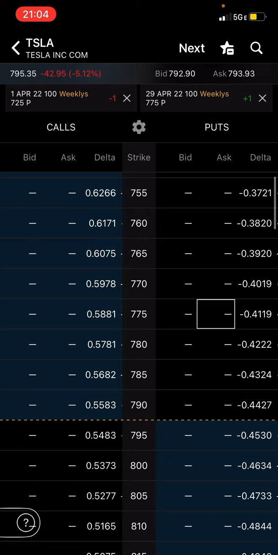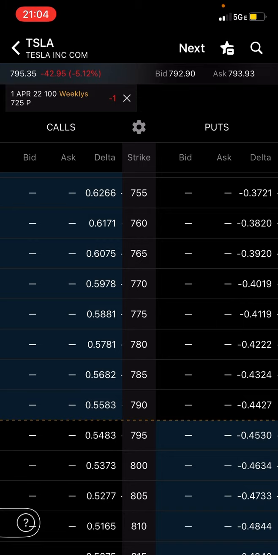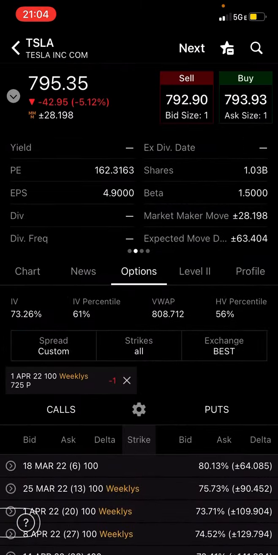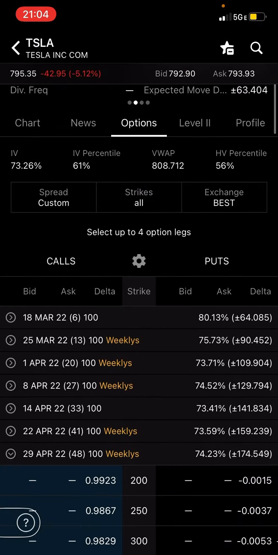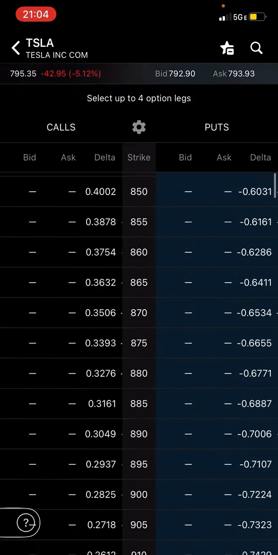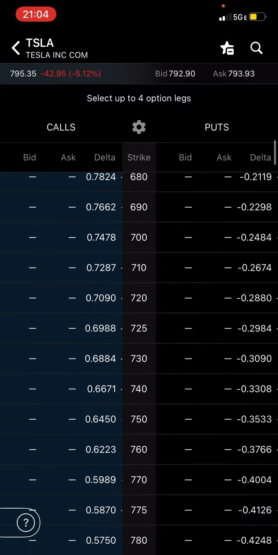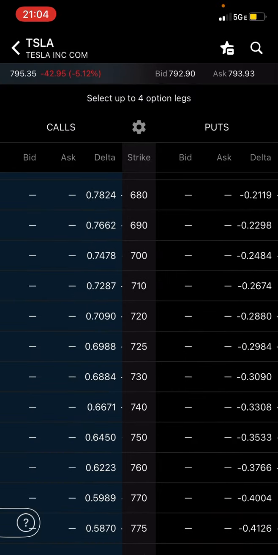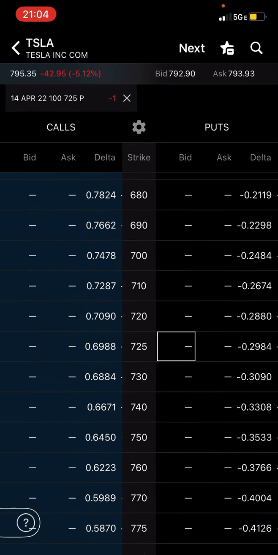Let's say you're out of this trade, right? Or Tesla moves up, right? So you're going to roll. After that April 1st one is almost worthless, you'll maybe add the April 14th one, right? And you'll go to the options chain and you'll slap on that 725. Okay, so I hope that makes sense to you guys.